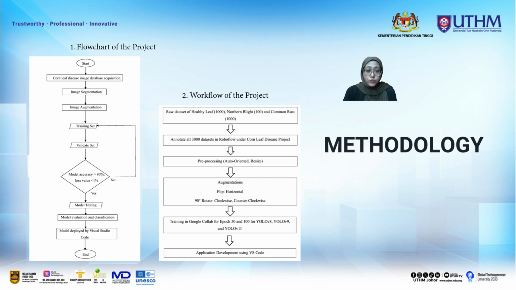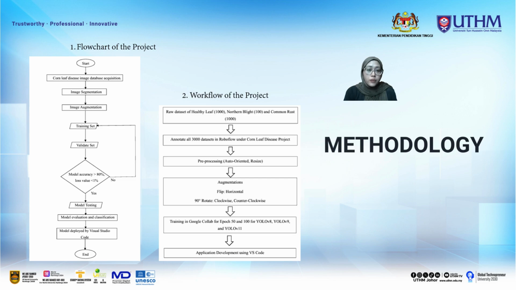This is the flowchart of the project. First, we need to collect the dataset, a cognitive dataset of three diseases, and after that we will upload it into Roboflow, and we will do image segmentation and image augmentation. After we apply this, the dataset will become bigger, like from 3,000 to 6,000. And then we are going to do testing and validation.